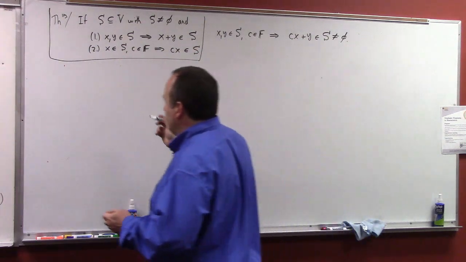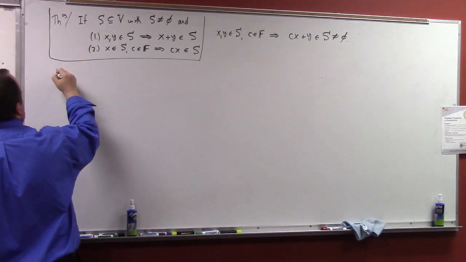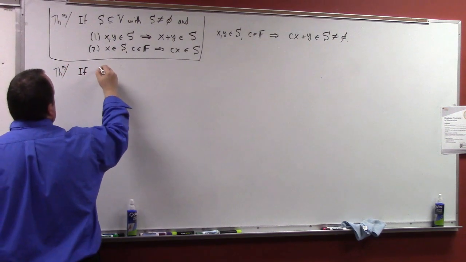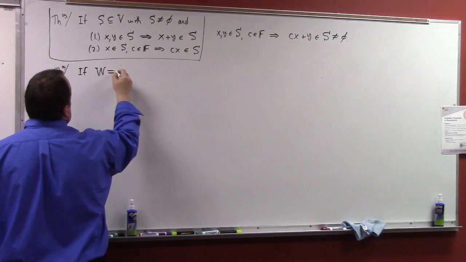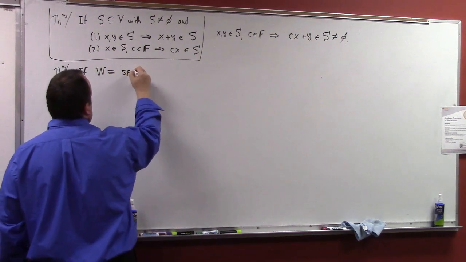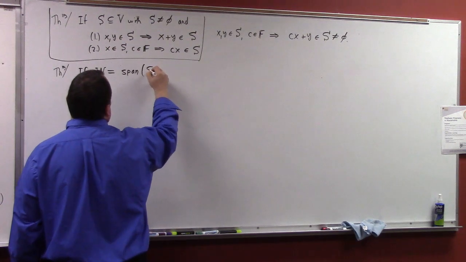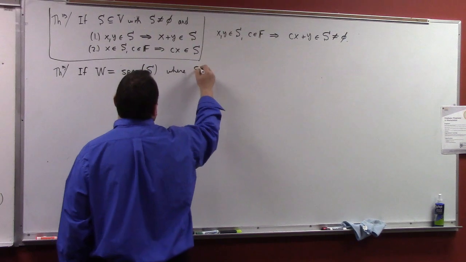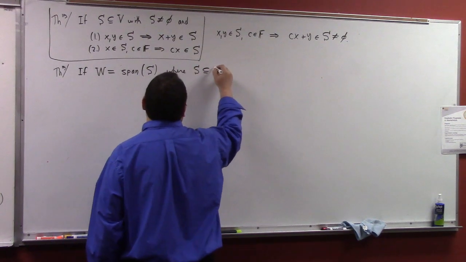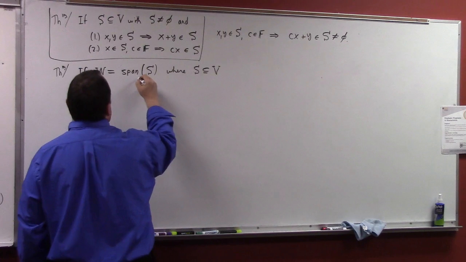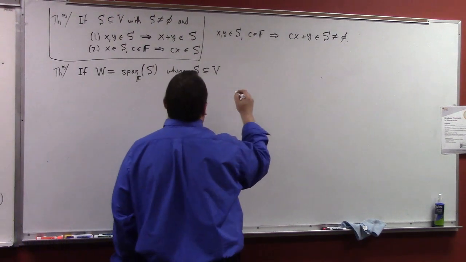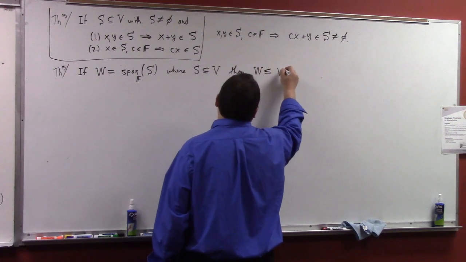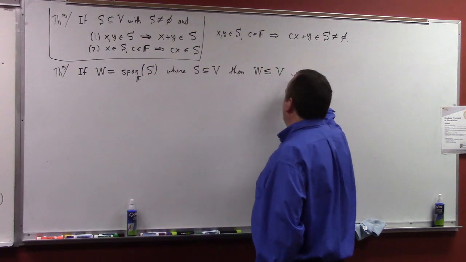Of course, there's another theorem which is important for subspaces, which is that if W is equal to the span of some set, let's say S, where S is a subset of a vector space V, and this is the span over the field F, right? Then W is a subspace of V. All right.